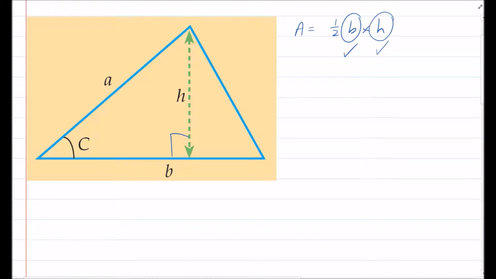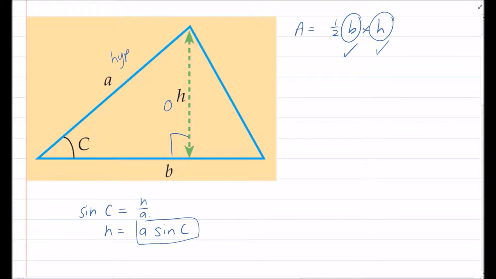So if we made that into a right angle triangle and used right angle trig, this would be our opposite side and this would be our hypotenuse. And so we'd be using sine, and we would say that sine of angle C is equal to opposite over hypotenuse, so H over A. Or another way of saying that is H would be equal to A times sine C.